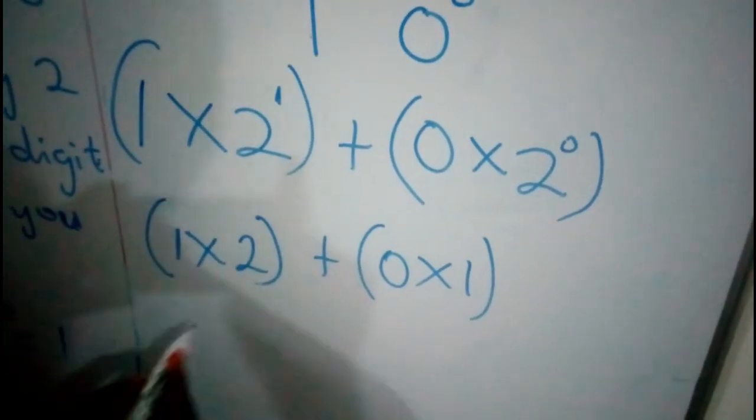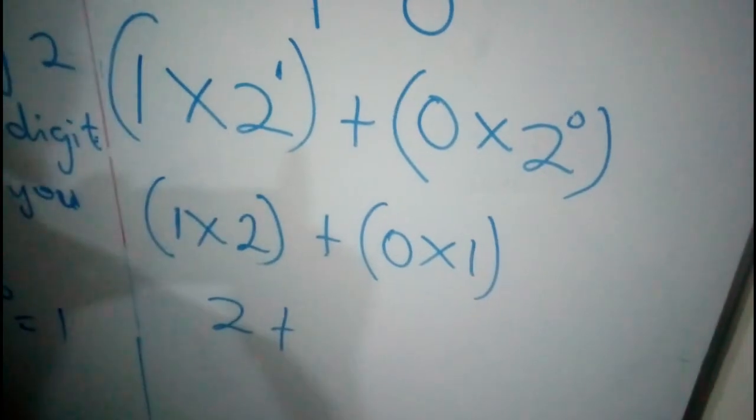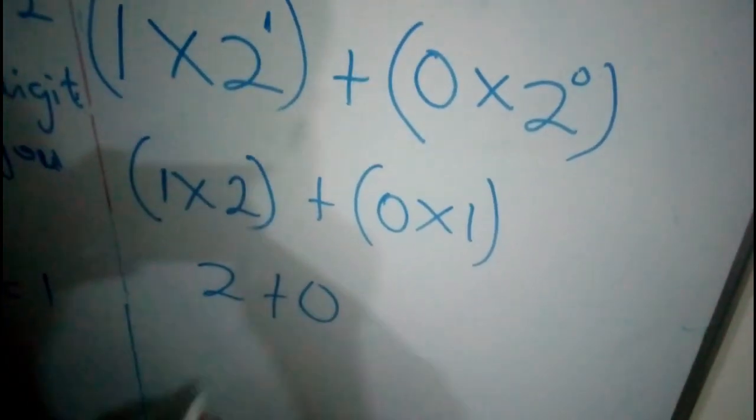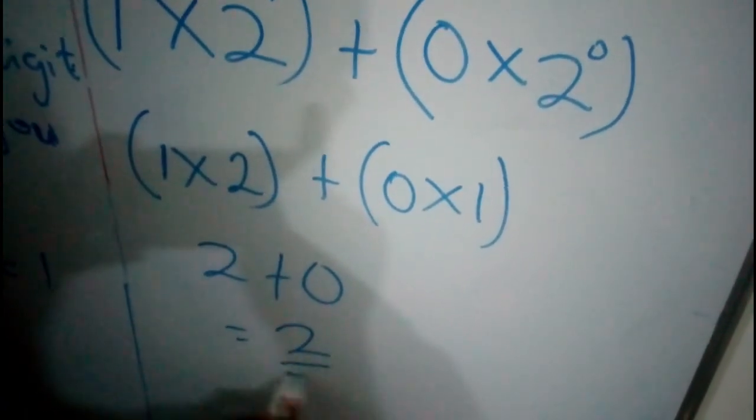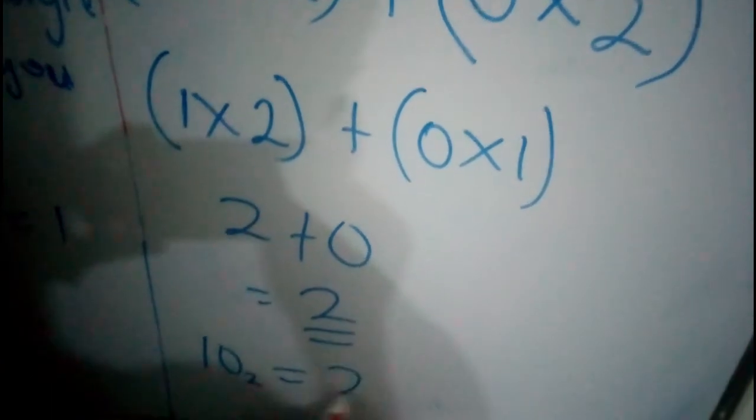1 times 2 gives you 2. Plus 0 times 1. Of course, anything multiplied by 0 gives you 0. So 0 times 1 gives you 0. So what is 2 plus 0? The answer is 2. So therefore, 10 base 2 in binary as a decimal gives you 2.